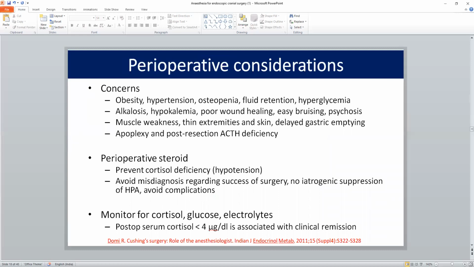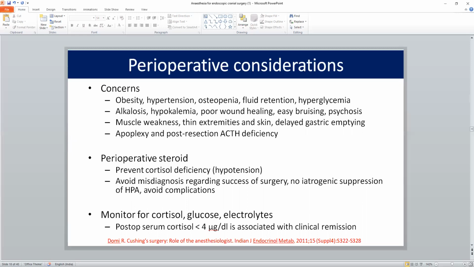Now, the perioperative concern that anesthesiologists should keep in mind is obesity, which can lead to so many other problems: hypertension, osteopenia, fluid retention, hyperglycemia, metabolic alkalosis, hypokalemia, poor wound healing, easy bruising, psychosis, muscle weakness, thin extremities and skin, delayed gastric emptying, and lastly, apoplexy and post-resection ACTH deficiency. These can result in hypocortisolism.